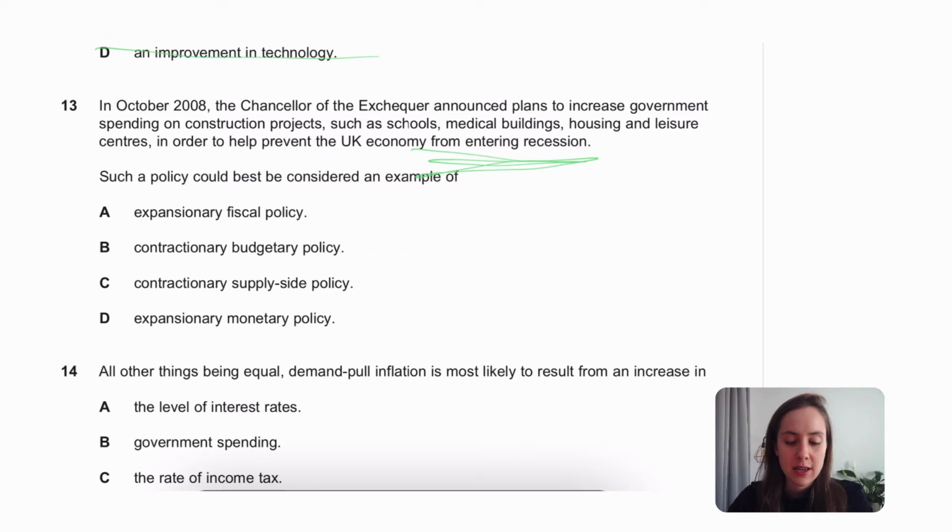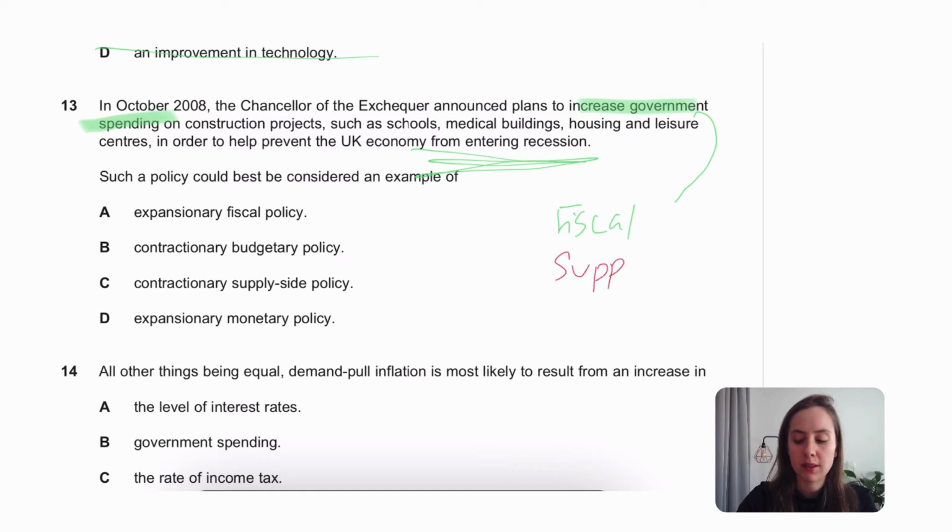So this is a tricky one because it's government spending. They're increasing government spending. The government can do two things: they can do fiscal policy or they can do supply side policy. For me, the spending on construction projects is more supply side. However, there's some ambiguity because they are doing this in a recession, although it can be pretty safe because they're definitely not contracting the economy.